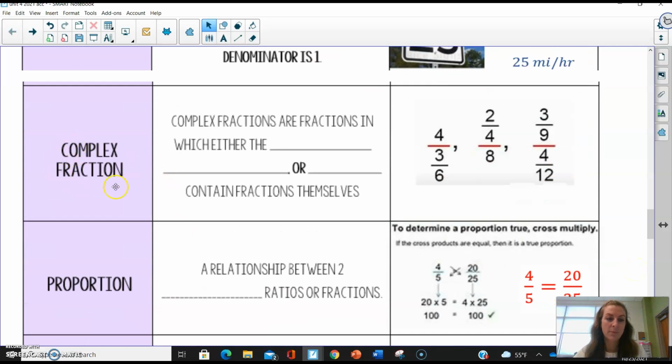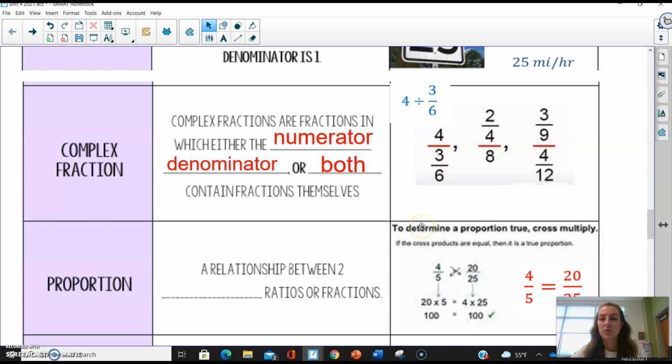Our next word is complex fraction. Complex fractions are fractions in which either the numerator, the top number, the denominator, the bottom number, or both contain fractions themselves. So our first example, we have 4 over 3/6. Now the fraction bar means division. So this whole complex fraction can be written as 4 divided by 3/6.